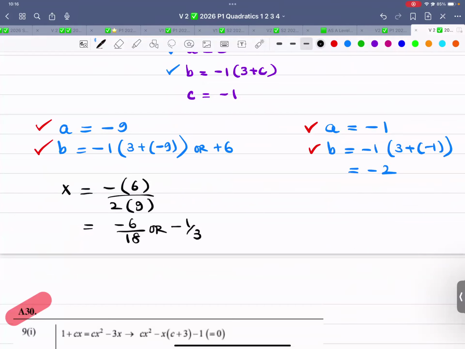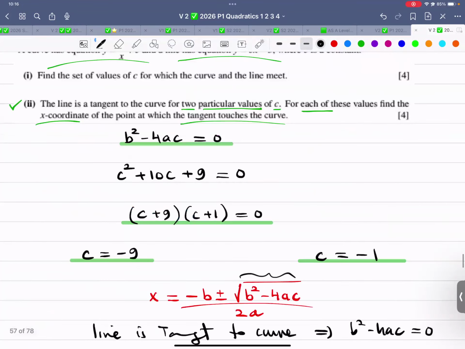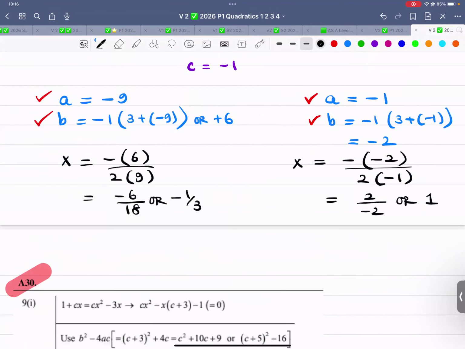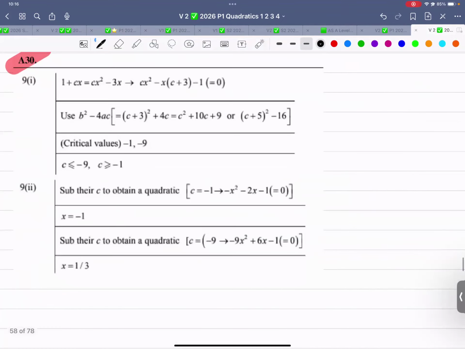That is the x coordinate. Similarly, x is equal to minus b, which is -2, divided by 2 times -1. So this is 2 over -2. This comes out to be -1. They're asking the x coordinate of the point. For each value, find the x coordinate. There will be one coordinate. For one c, there's this coordinate. For the other c, there is this coordinate.